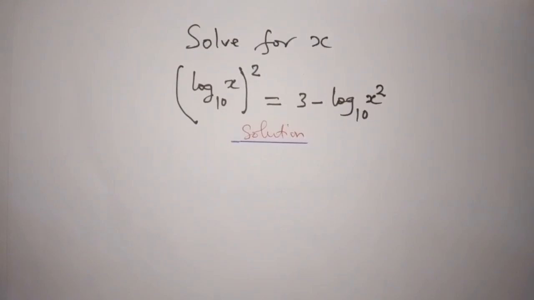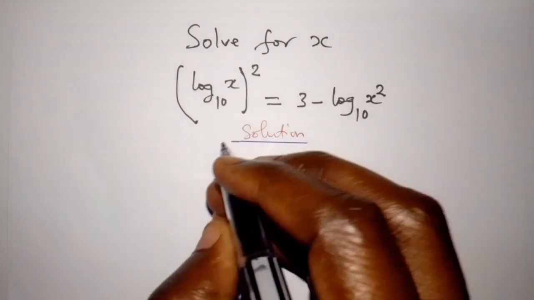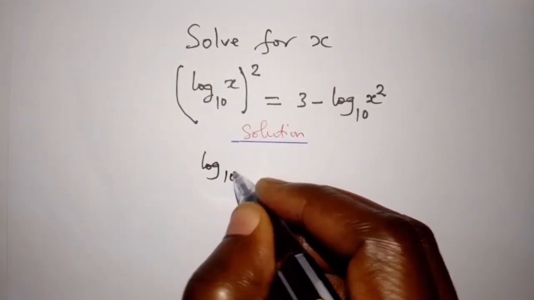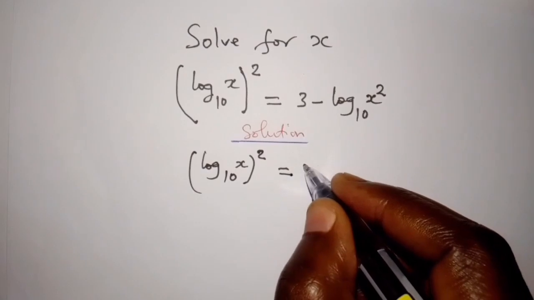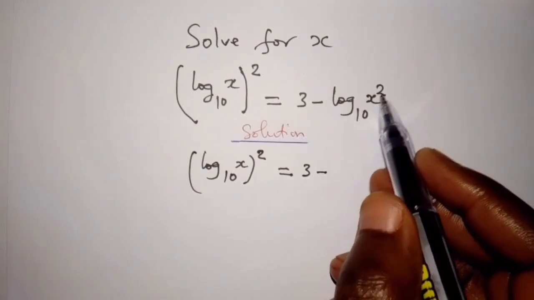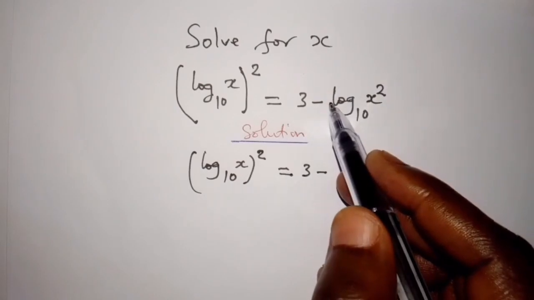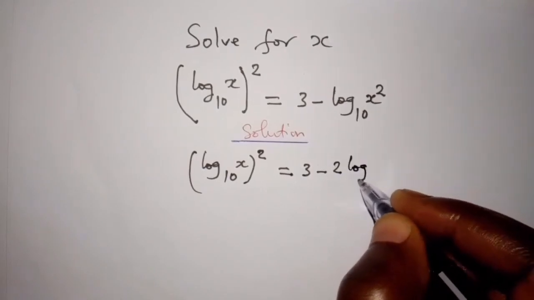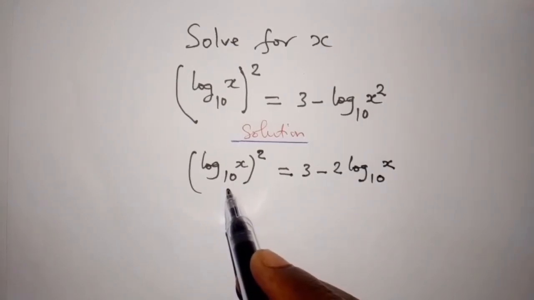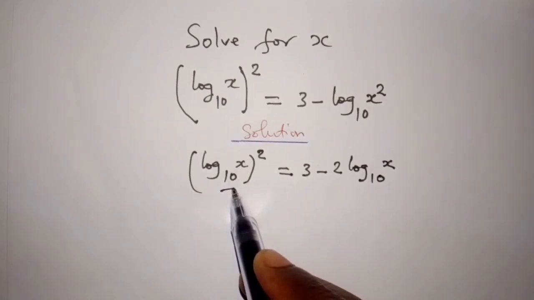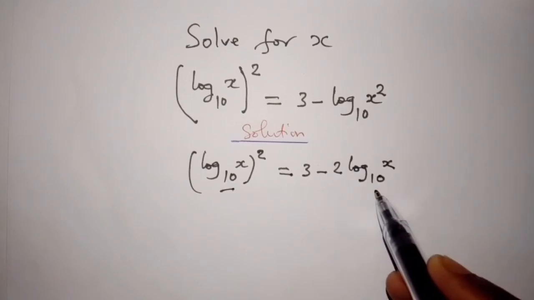Solve for x. Log base 10 x squared is equal to 3 minus log base 10 x squared. Now we can write this as 2 log base 10 x is equal to 3 minus log base 10 x squared. This 2 we bring to this other side, so we have 2 log base 10 x. Now log base 10 x is common here.